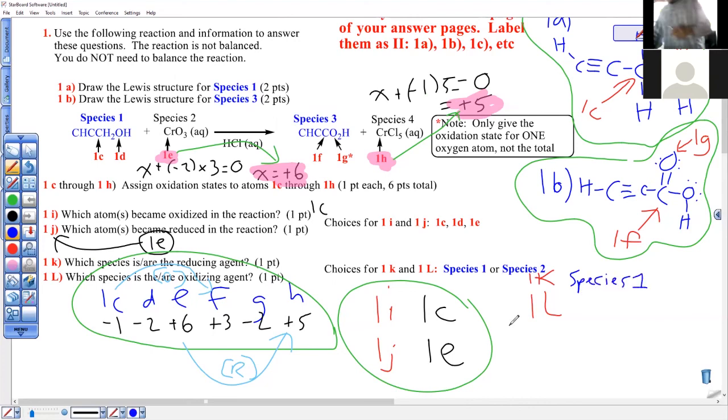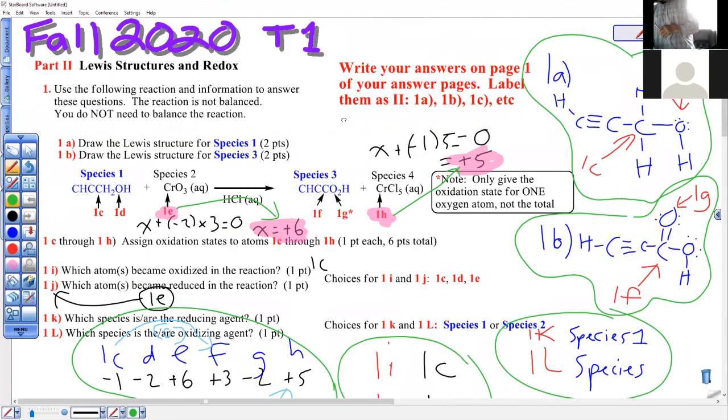And similarly, what atom became oxidized was C going to F. And C is in species 1. That would not have happened if species 2 was not present. Species 2 is the oxidizing agent. L, species 2, oxidizing agent. There you go. Circle it. It's part of the answers. 14 points in the can. And that is an end to the problem from Fall 2020 Test 1, Part 2, Question 1. And we'll leave it at that.